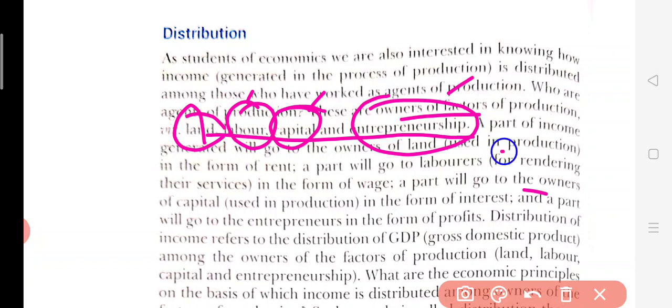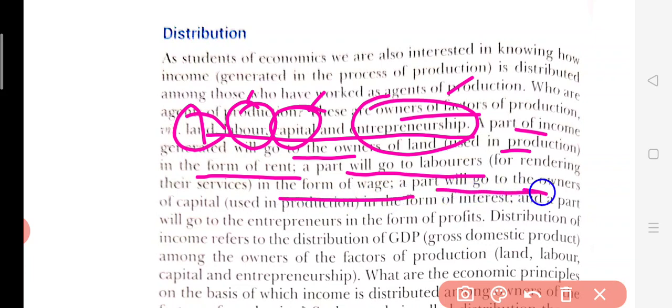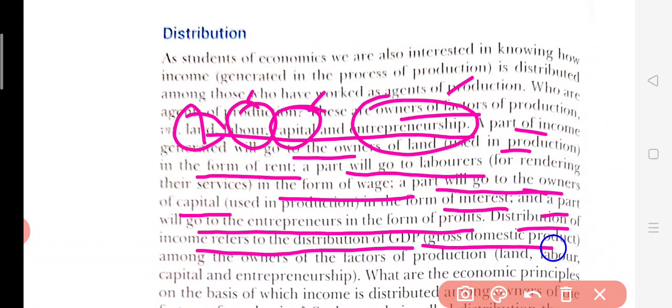Here a part of the income generated will go to the owners of the land used in the production in the form of rent. A part will go to the laborers in the form of wages or salaries, a part will go to the owners of capital in the form of interest, as I told you, and a part will go to the entrepreneur in the form of profits. Distribution of the income refers to the distribution of GDP among the owners of the factors of production. What is GDP? The value of goods and services produced. So whatever income is generated is distributed among the factors of production. This is called the distribution phase.